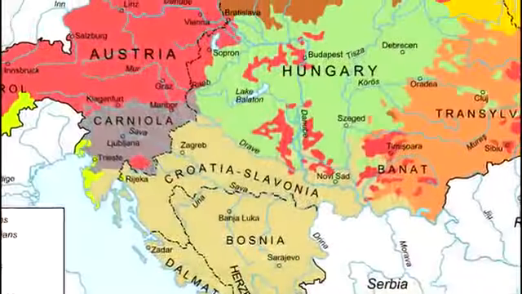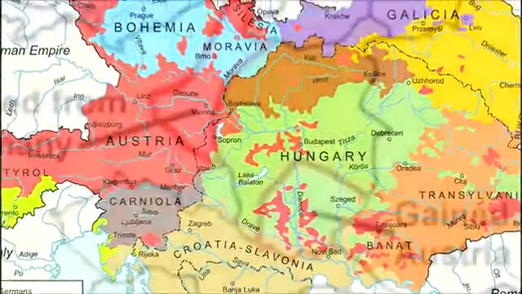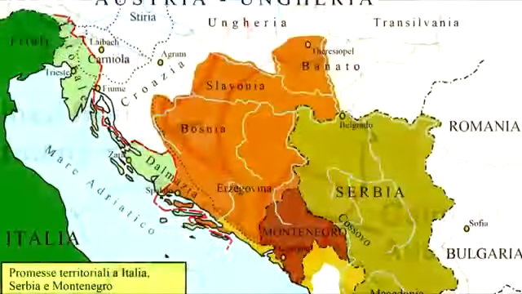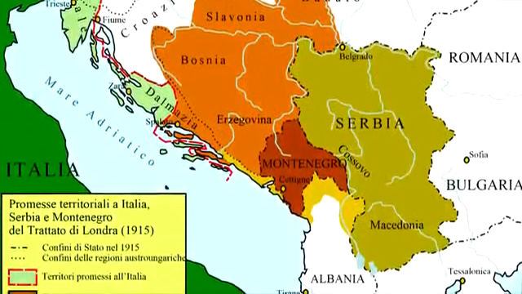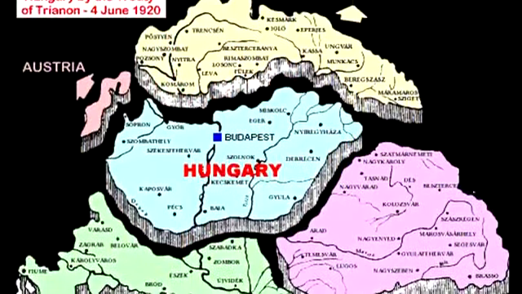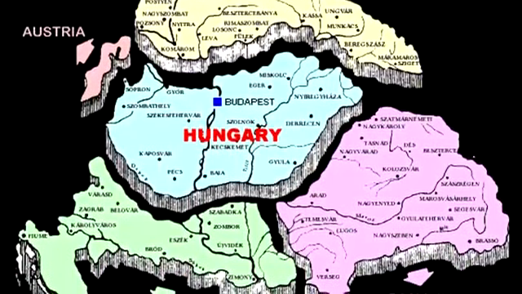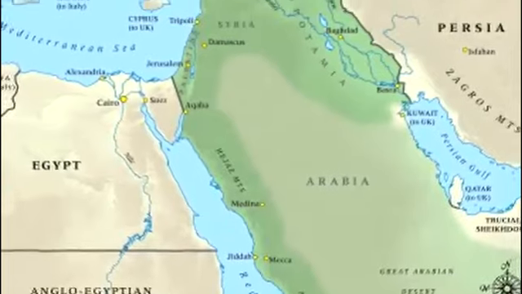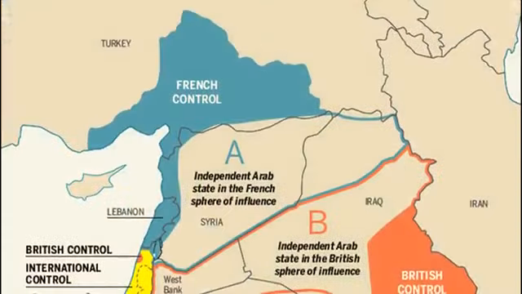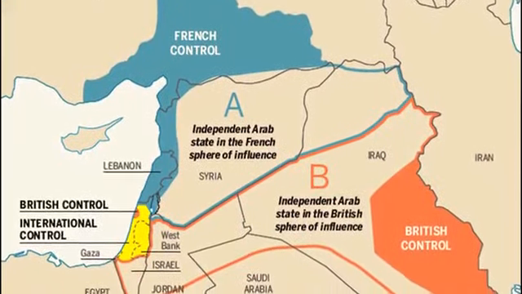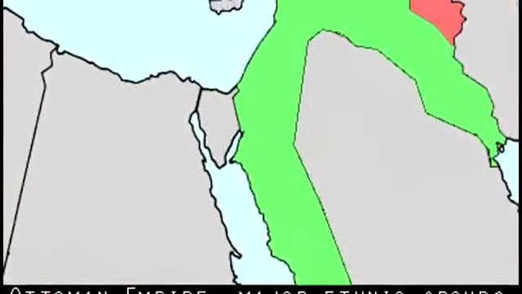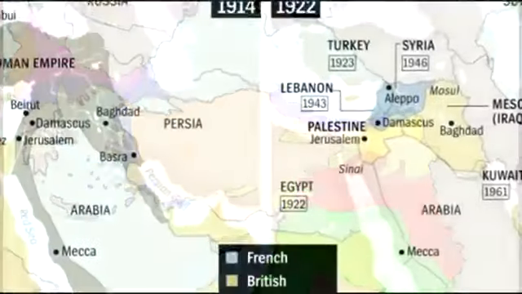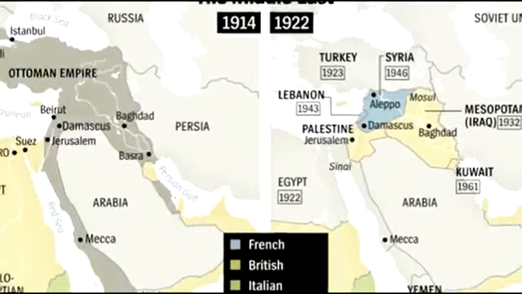The redrawing of the map of Europe consisted of portions of Austria-Hungary being ceded to Italy, Poland, and Romania, and then the remainder into Austria, Hungary, Czechoslovakia, and Yugoslavia. The Ottoman Empire was also affected by this treaty. It was split up into smaller mandates that were run by local leaders but under the control of France and Great Britain.